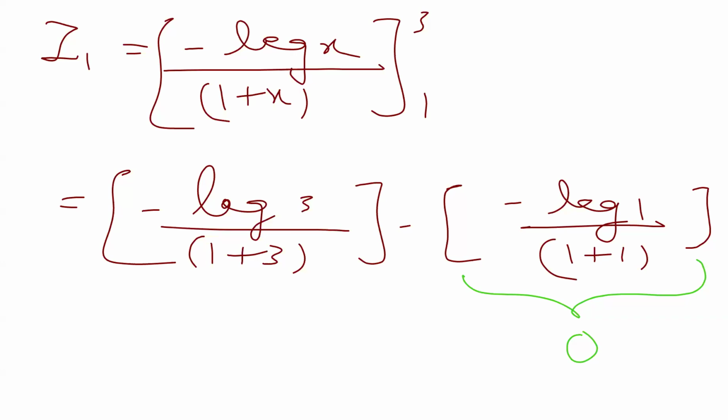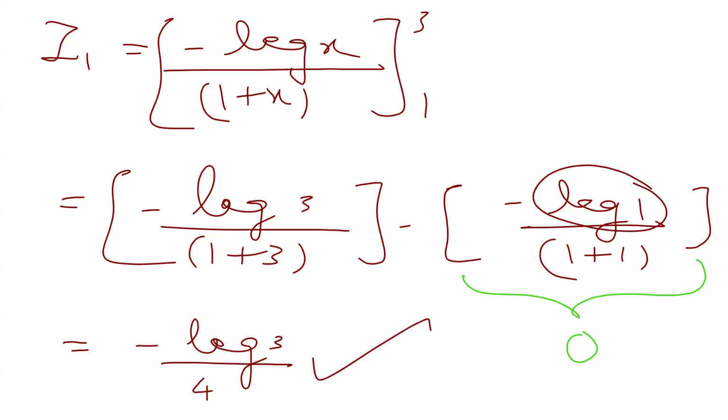Can someone tell me why? Because log 1 is 0, correct? The answer is right there. The log 1 value is 0. So this is minus log 3 upon 4. Okay, log 1 value is 0. So the I1 value we got is minus log 3 upon 4.